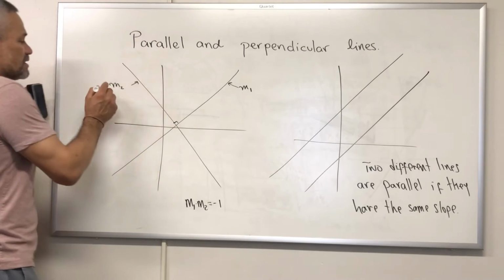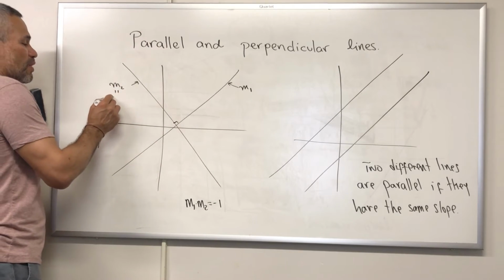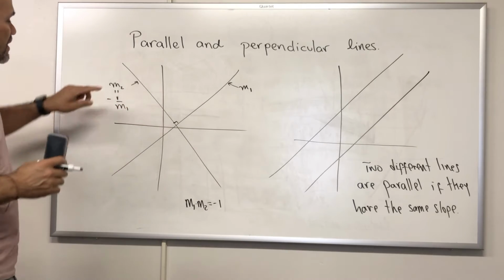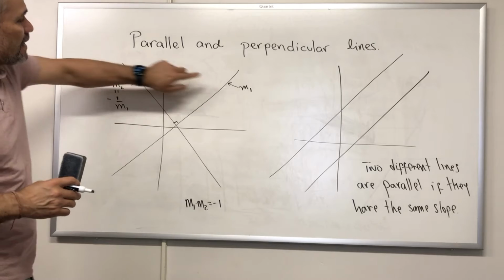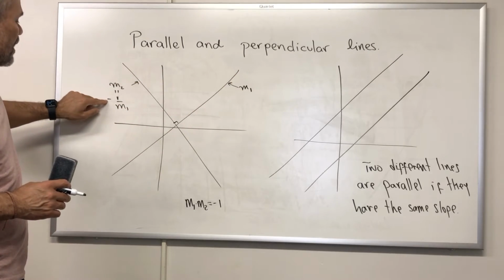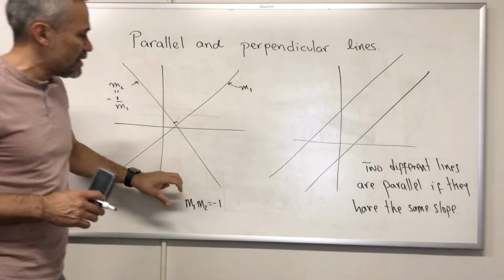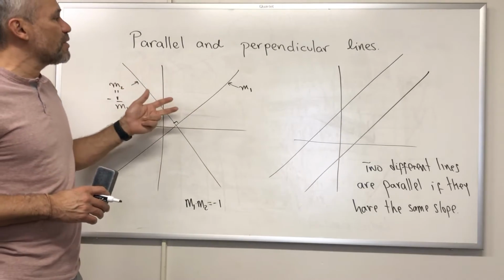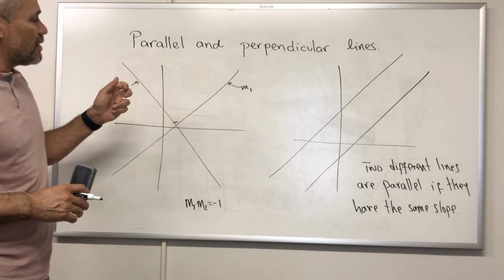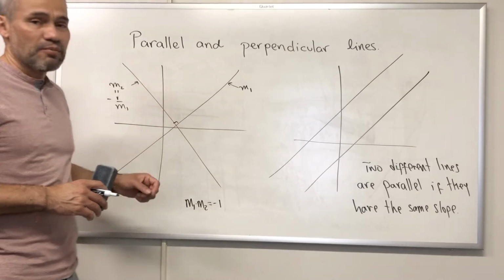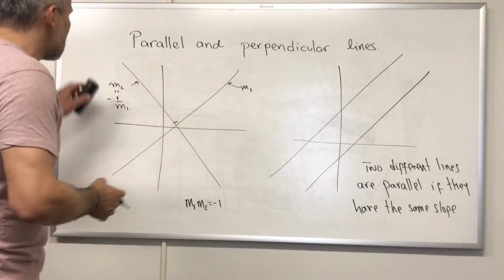That means that this slope must be equal to -1 over m1. That means the second slope must be the reciprocal of the first slope and then multiplied by -1. This is the relation between perpendicular lines. Remember that we are assuming that the two lines are neither vertical nor horizontal. Then these slopes are different from 0. Let's do some examples.